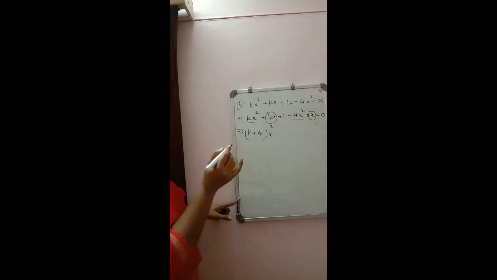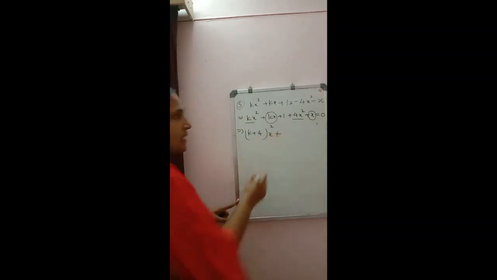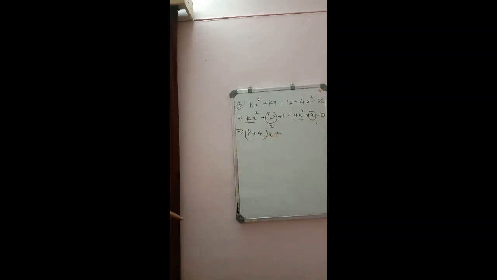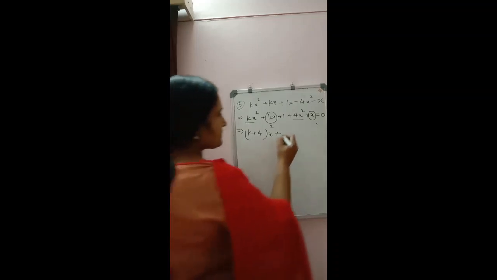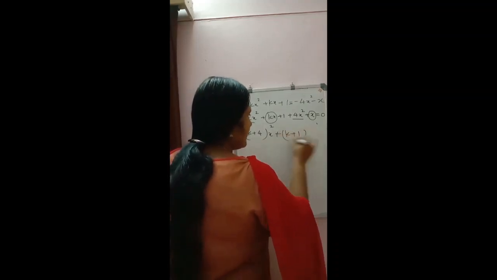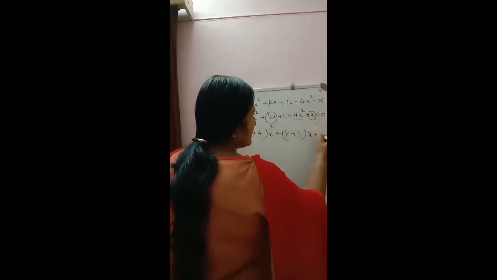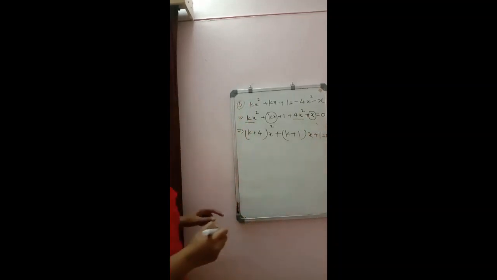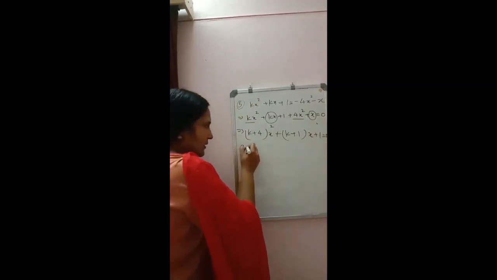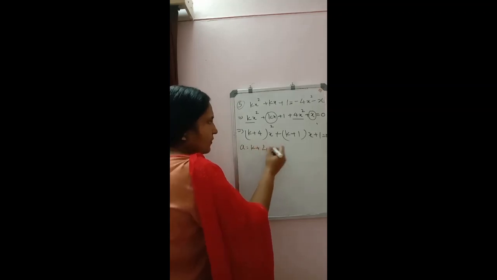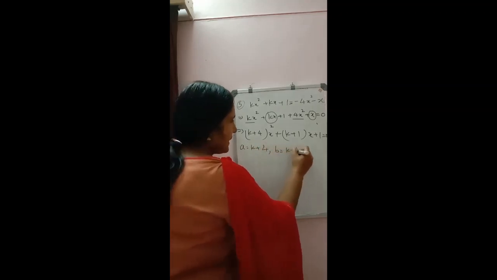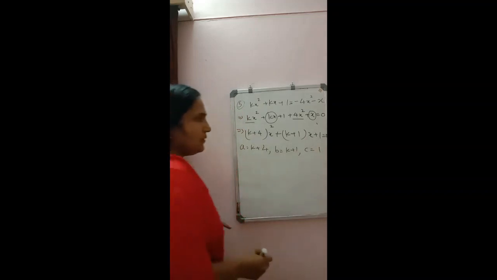Then what we will do? We will take x common from these two terms. So inside the bracket it will be equal to k plus 1 into x. And then this plus 1 is there as it is. So now we have here a is equal to k plus 4, b is equal to k plus 1 and c is equal to 1.